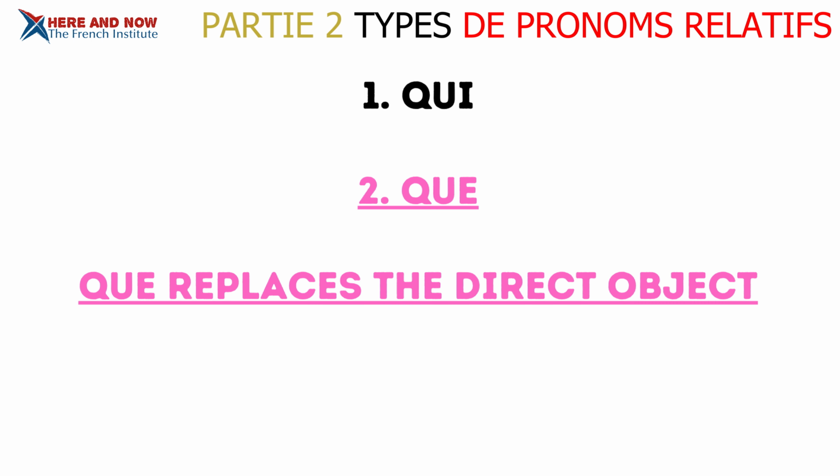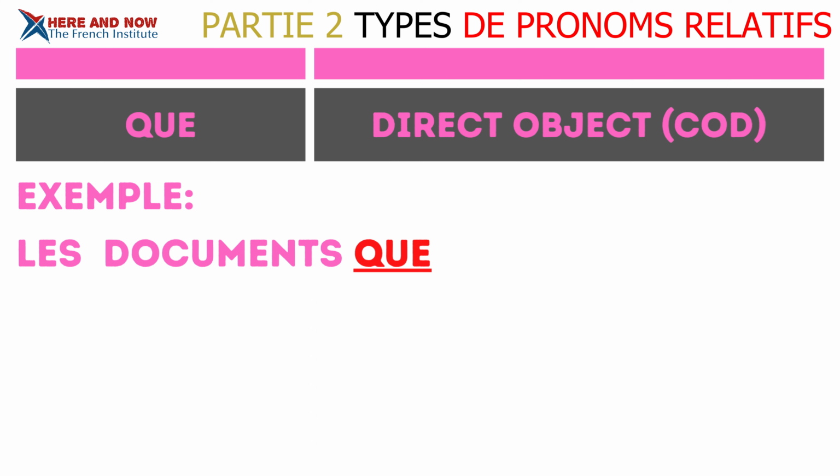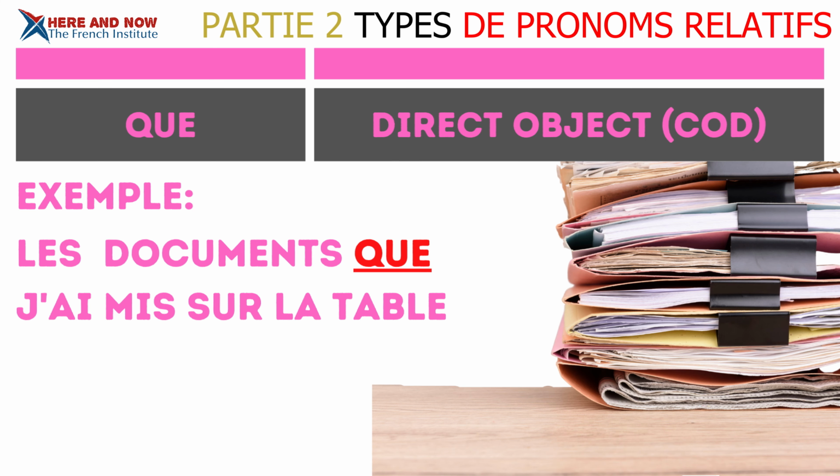Pronom relatif 2 of 4. Que. Que replaces the direct object. In French, we call it COD or complément d'objet direct. In this example, les documents que j'ai mis sur la table sont pour toi.